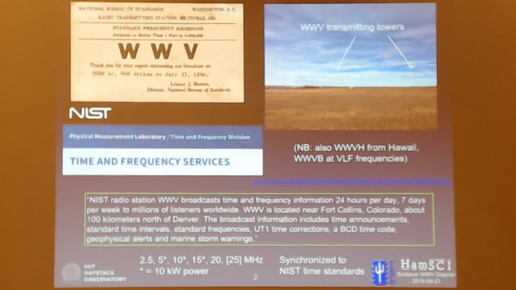So this is WWV. This is a lovely QSL card you can find on the web from 1940. Someone got that nice thing, and for those of us who notice that this is before Hertz, it's 5,000 kilocycles, and it was a 440 cycle wave, okay? So this is part of the National Time and Frequency Standard Dissemination. That's part of why NIST, or what used to be called the National Bureau of Standards, exists. That's its job, right?